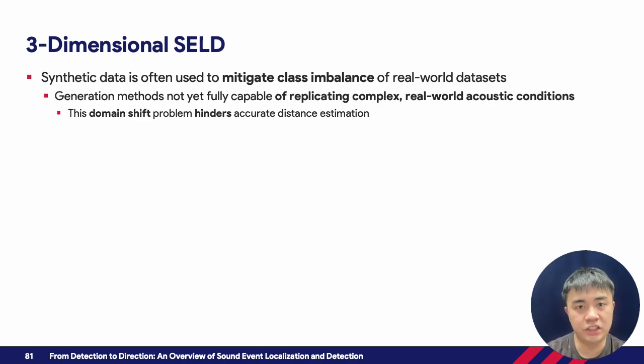Now, another major challenge, which is especially pronounced for distance estimation, is the domain shift between synthetic data, often used for training, and real-world acoustics. Data synthesis methods often fail to perfectly replicate the complex, subtle patterns of real-world reflections and reverberation. And since those are the very cues that we need for accurate distance estimation, this domain gap can severely hinder performance.